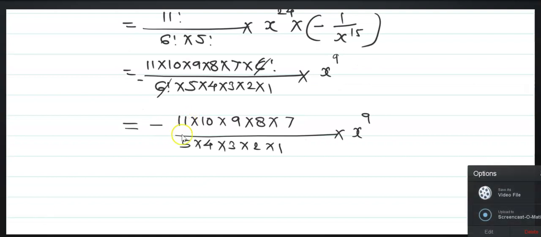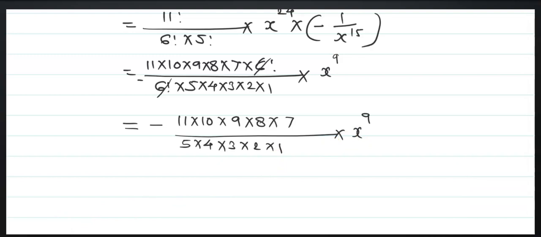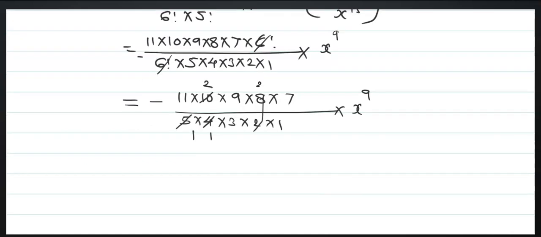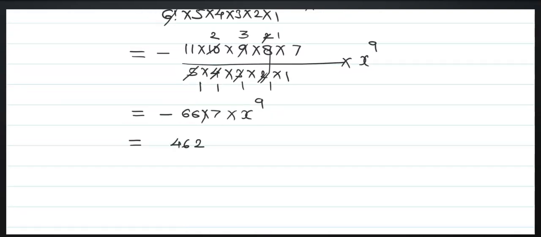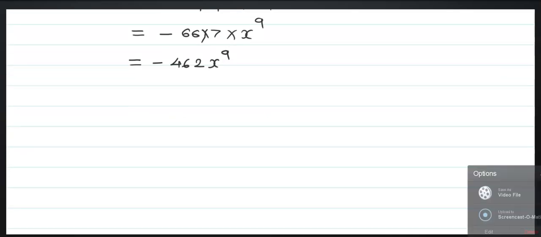See this, that is 11 into 10 into 9 into 8 into 7, 5 into 4 into 3 into 2 into 1 into x raised to 9. And therefore, you can perform these calculations on your own. That is equal to minus 66 into 7 into x raised to 9, that is minus 462 into x raised to 9. This is the T6.